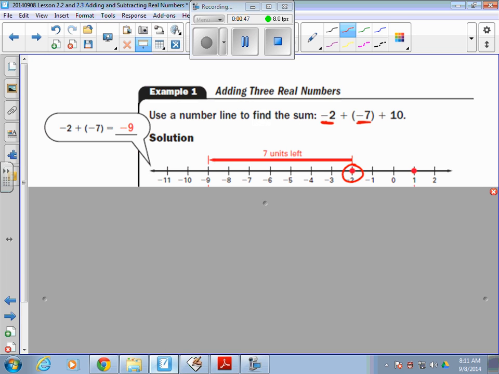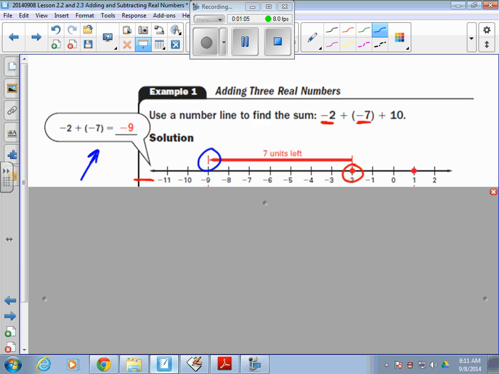It says to add -7. Your negative numbers are on the left side, going infinitely to the left, so you want to move 7 places to the left. When you do that, you leave off at -9. You can see in this bubble here, -2 plus -7 is -9.